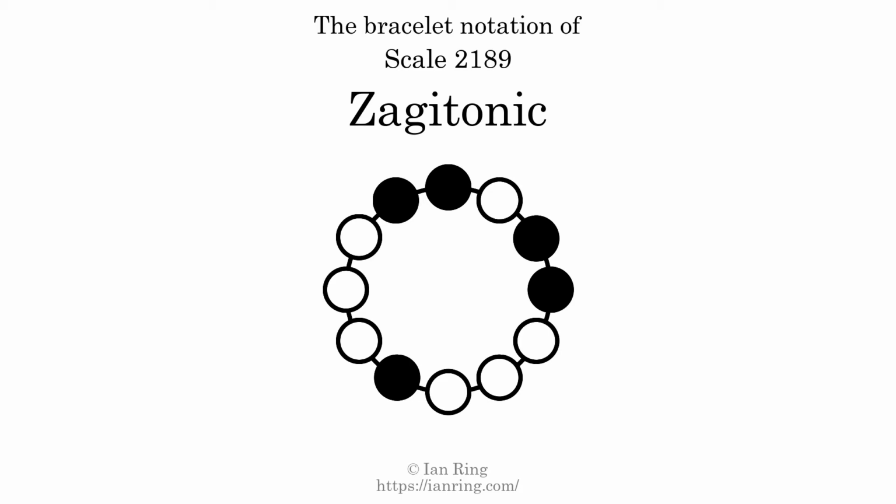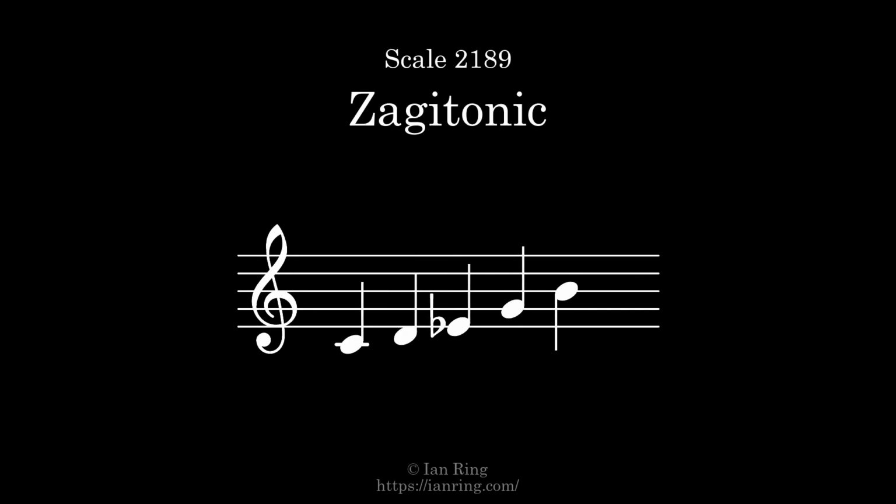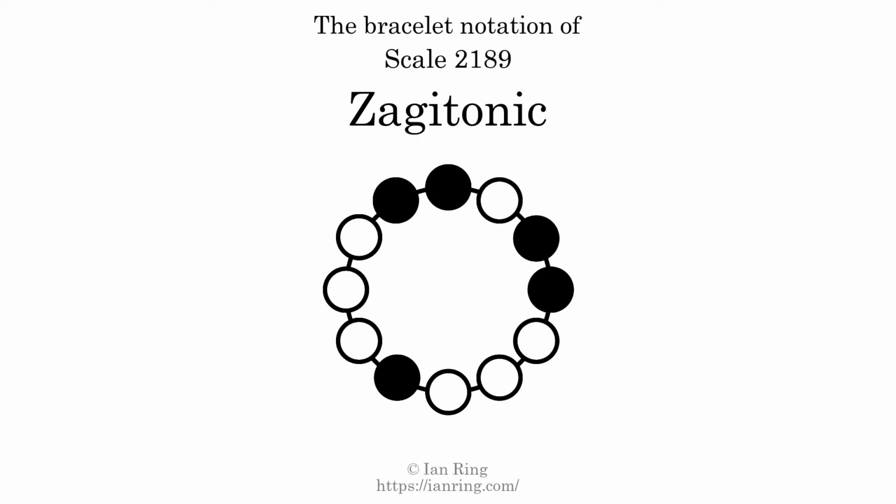2189, Zagitonic, which sounds like this. This scale has 5 tones, which means it is called a pentatonic scale. This is a bracelet notation diagram of scale 2189. The shaded circles represent tones that appear in the scale, and they are read clockwise, starting at the top.